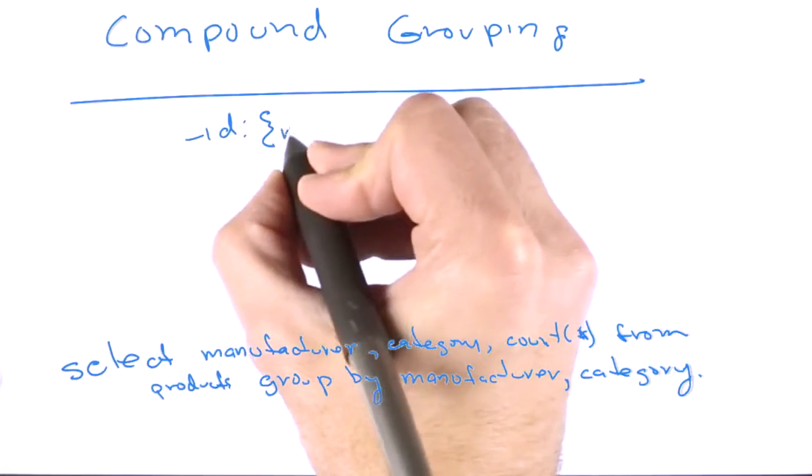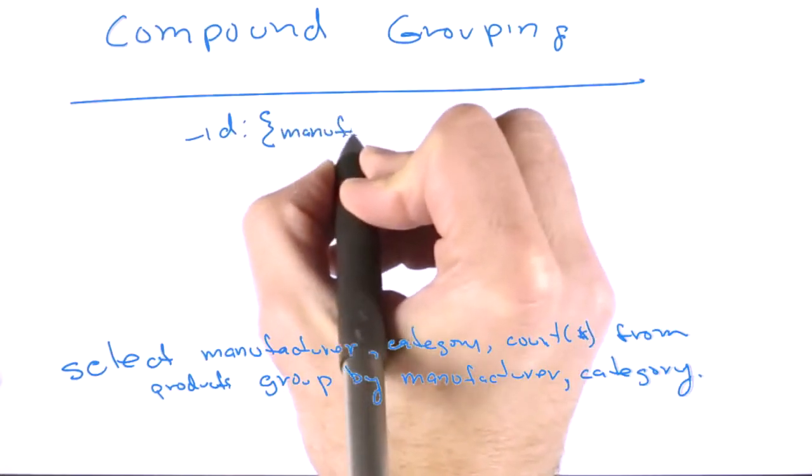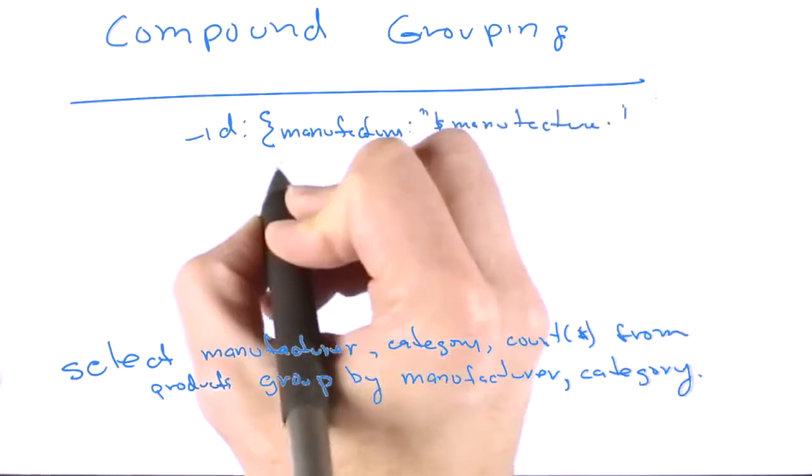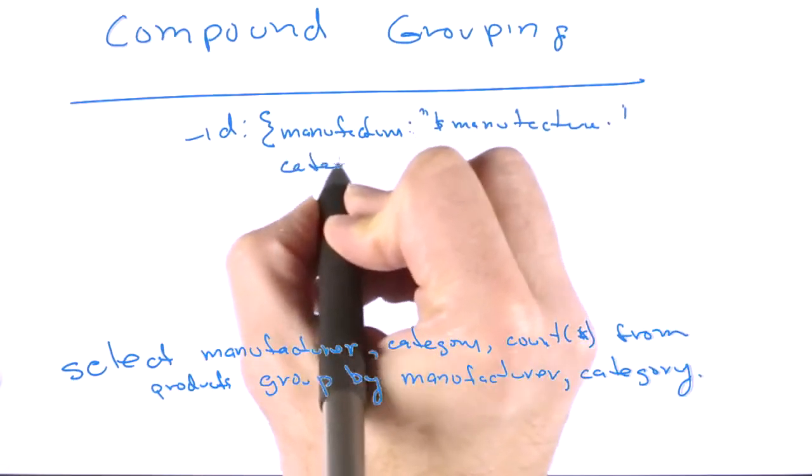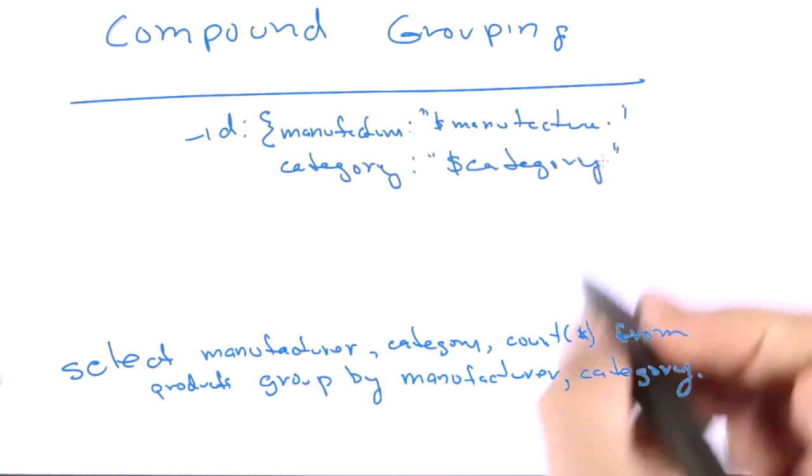And again, I get to name these any way I want. That's manufacturer: $manufacturer, and category: $category.